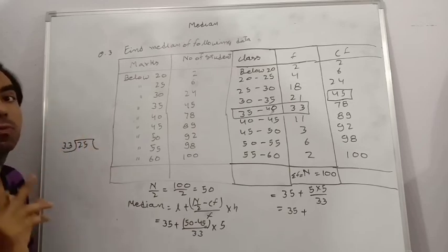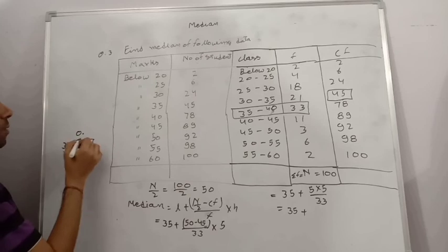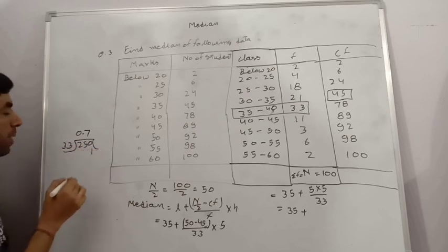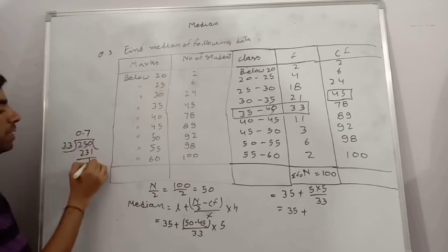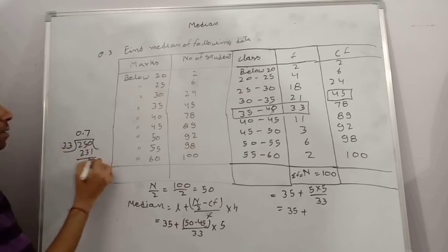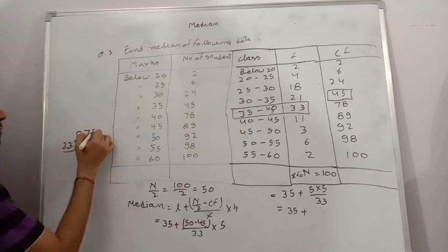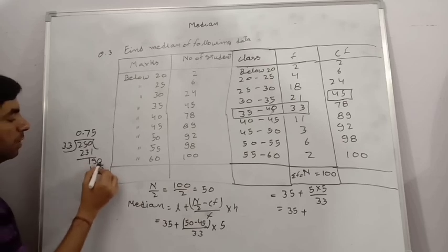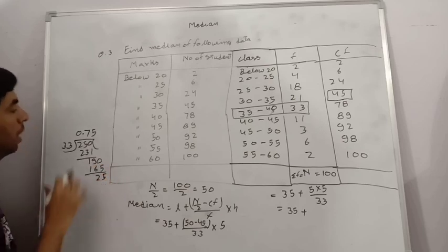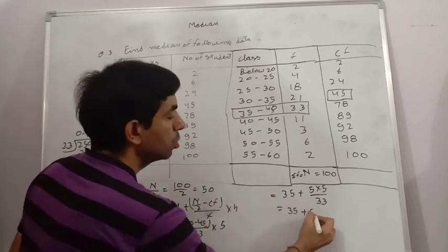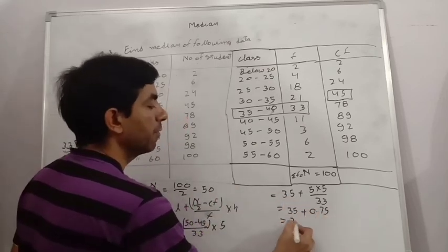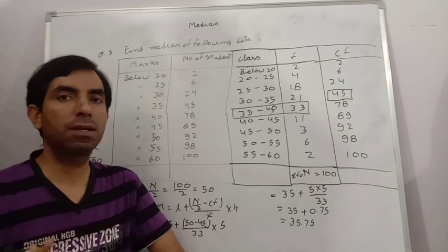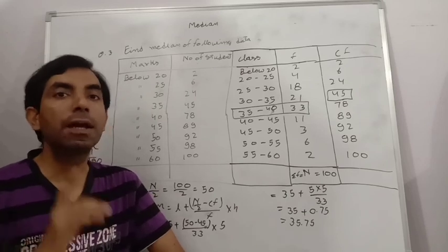It is not divisible, so first we write the decimal. After the decimal we take 0. Then we get 7 times, 7 threes are 21, 2 remaining, 23. Now we get 90. Again we divide it. 5 times, 5 threes are 15, and so on, then we get 5, 2, 25. Now our answer is 0.75. So 0.75 plus 35 is 35.75.